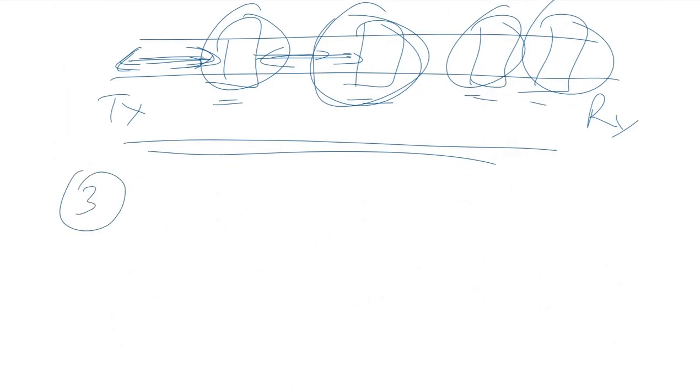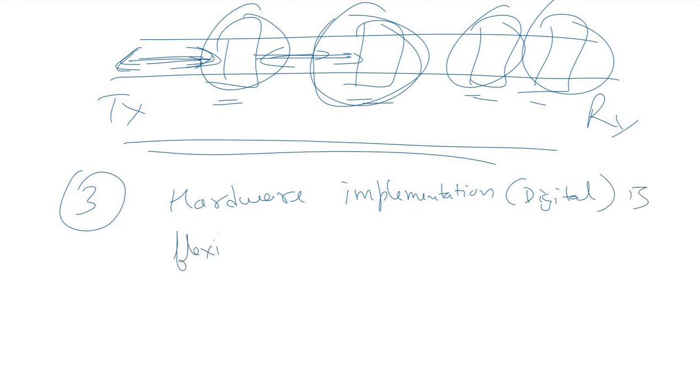Moving on, the third advantage of digital communication is that digital hardware implementation is flexible. That means we can use microprocessors, digital switching, and integrated circuits easily. So hardware implementation is flexible. This is another advantage.